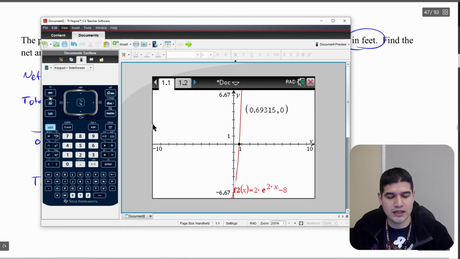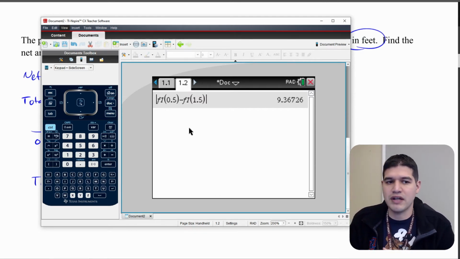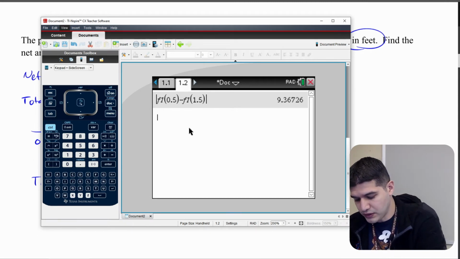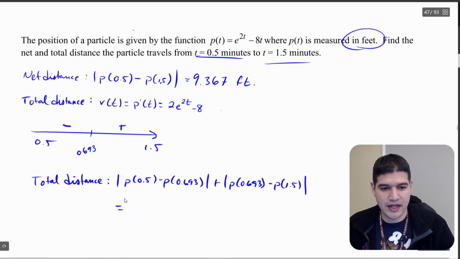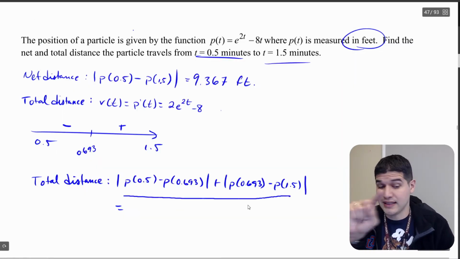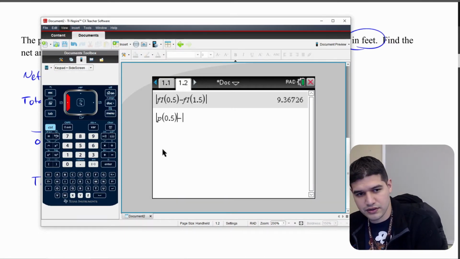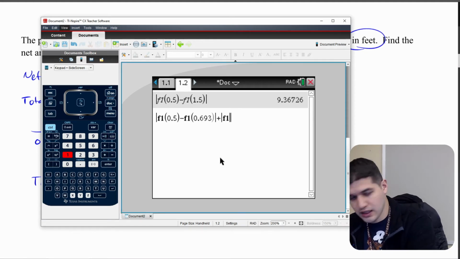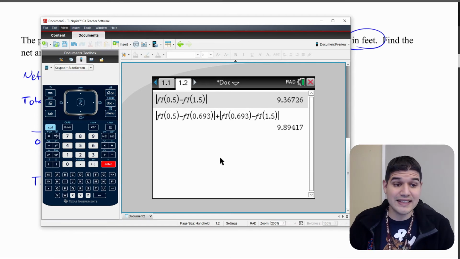So let's go back to our calculator. Even though we turned it off in the graph, we still have our function f1. I'm going to put that entire expression into the calculator: the absolute value of f1 of 0.5 minus f1 of 0.693, plus the absolute value of f1 of 0.693 minus f1 of 1.5. All right, we get this number now.